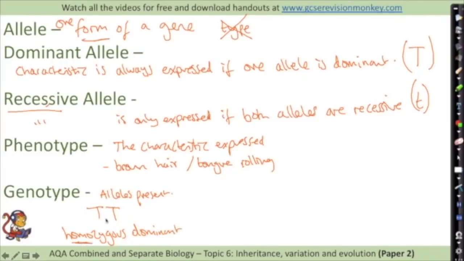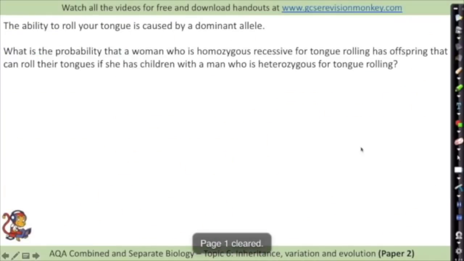Homo meaning the same, we have two of the same dominant alleles. Lowercase t's would be called homozygous recessive. Homo meaning the same, and two recessive alleles because you've got two lowercase letters. And the final one that you can have is one of each, which is heterozygous. So that's going to be important for us to draw our genetic crosses. We'll start here with this example. If you're doing higher tier, you would have to draw the genetic cross from scratch. If you do foundation tier, you'll probably be given the genetic cross and have to complete it.